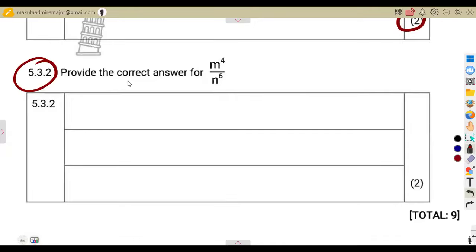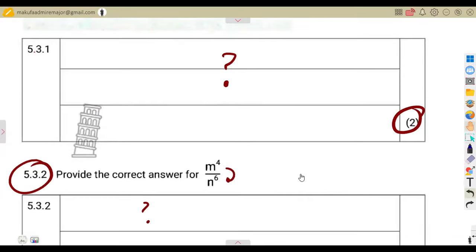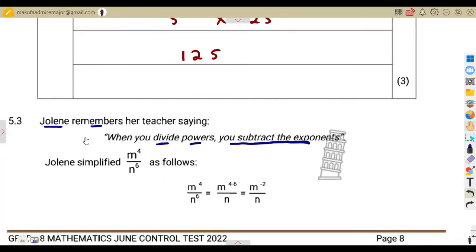5.32, provide the correct answer for this. So this cannot be simplified. Remember, the bases there are not the same. So this cannot be simplified. So in actual sense, that statement, we do not know what the question there was going to be, but whatever this guy Jolene was doing is wrong, because you cannot just subtract because you are dividing.